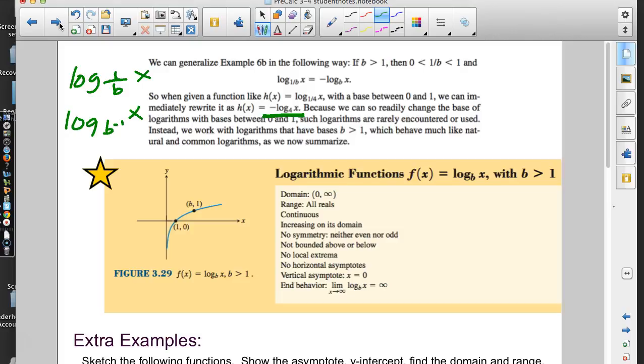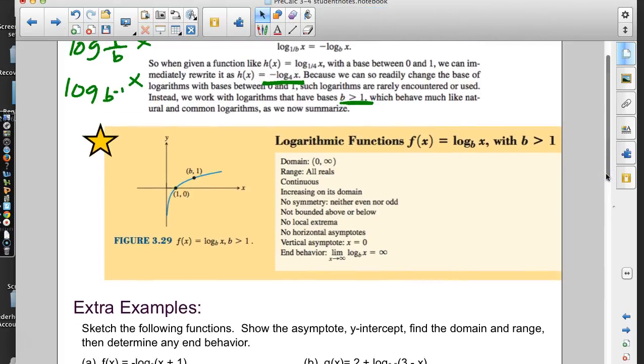So instead, we try to make sure that our bases are greater than 1, and that's the reason for that transformation. Because all of those will behave like natural logarithms and common logarithms, and that way we don't have to learn all the different bases and how they all behave. So this says, logarithm functions, logarithm base b of x, where b is greater than 1. When we're talking about e, when we're talking about 10 for common logarithms, all of this analysis that we have here is going to hold.